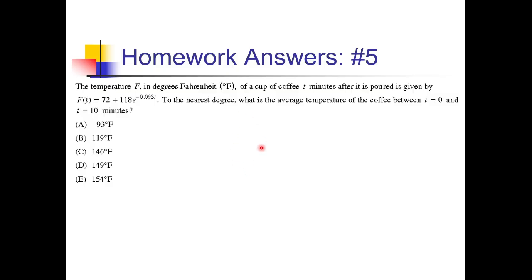That's 1 over b minus a, so in this case 1 over 10 minus 0, times the integral from a to b, so integral from 0 to 10, of whatever it is we're trying to average, which in this case is just this f of t function. We just want to average the temperature. And I'm just going to plug all of this into Desmos.